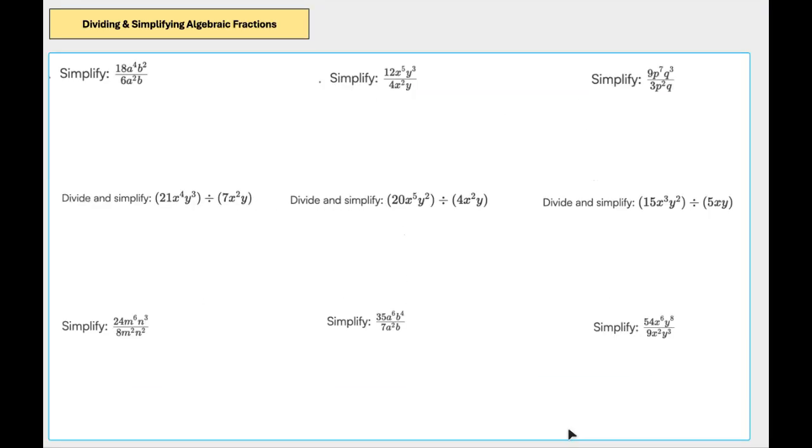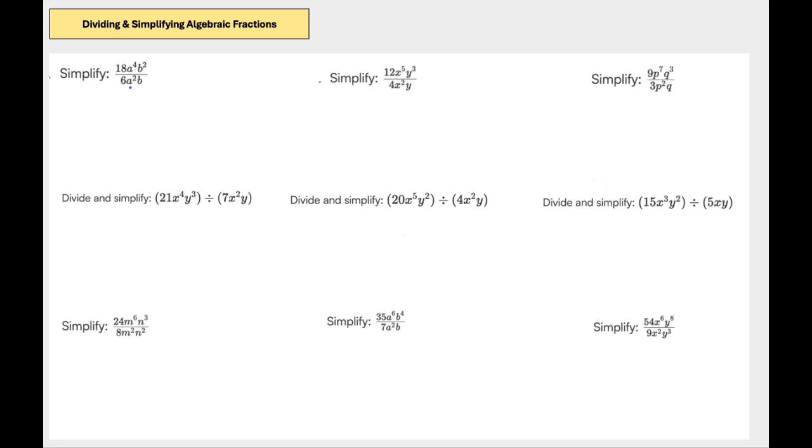This is a dividing and simplifying algebraic fraction lesson. I've got quite a few questions that I simply want to go through with you one by one, lots and lots of examples, and hopefully you should get it along the way. So don't be frightened of this question. It literally is using all the knowledge and putting it into one.